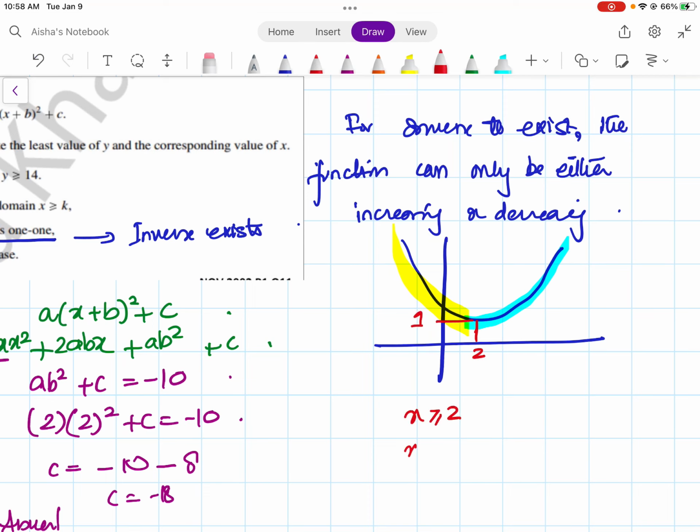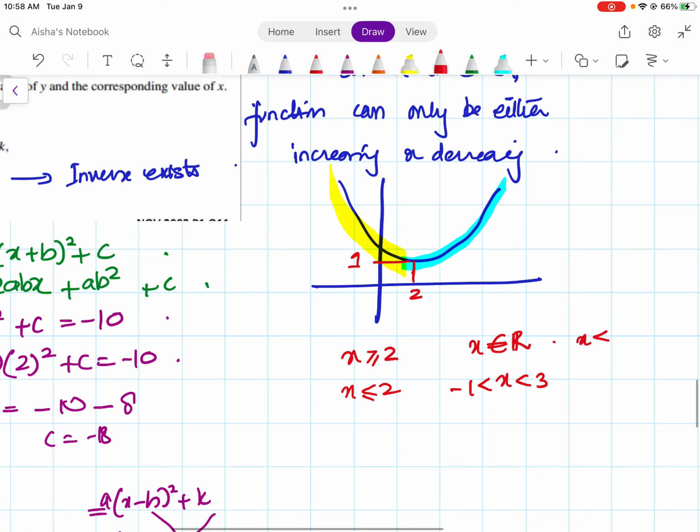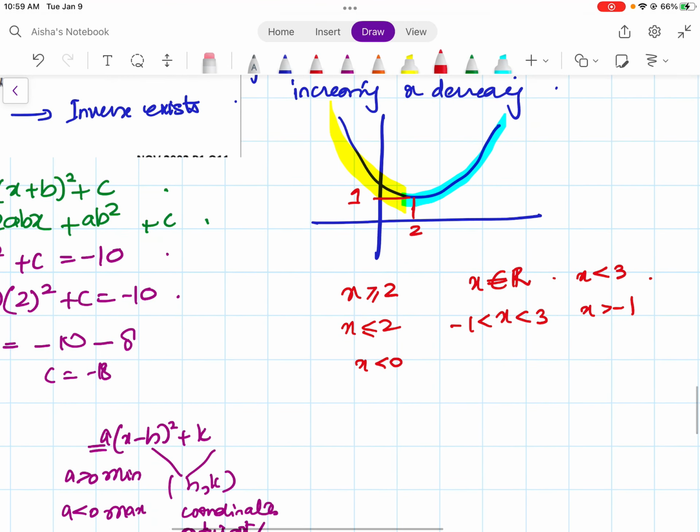x greater than 2, x less than 2, x is an element of the real numbers, from minus 1 till 3, x less than 3, x greater than minus 1, x less than 0. These are the different domains that I've written. Let's find out for how many of these domains the inverse will exist.